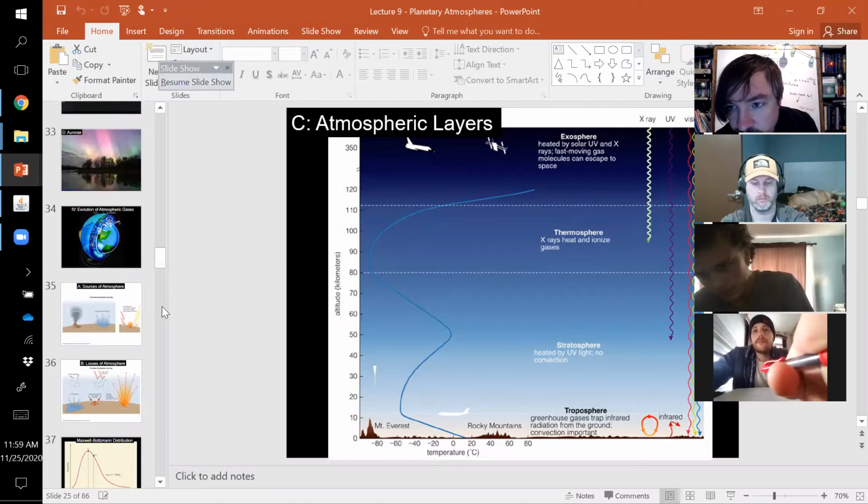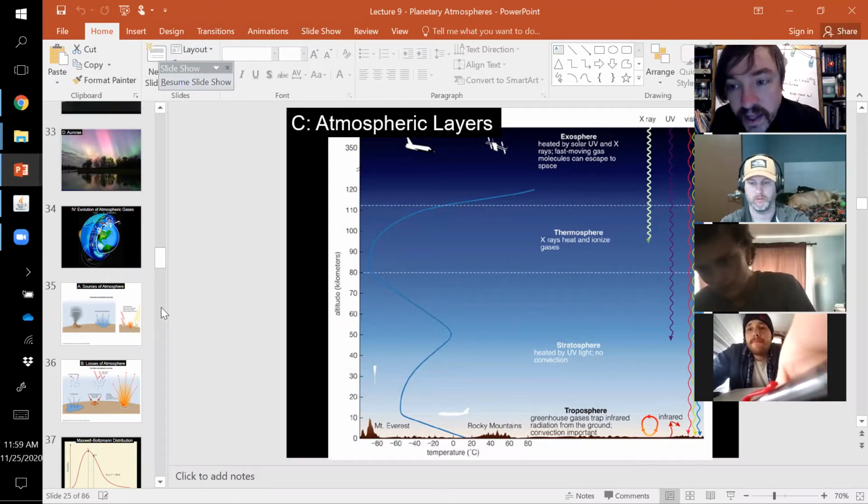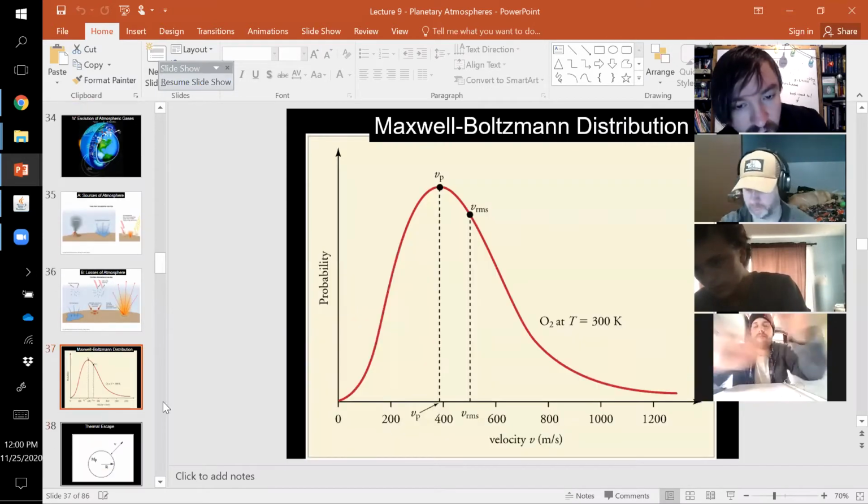CO2. False. That would mean you're breathing CO2. Nitrogen. Nitrogen and oxygen. That's right. Nitrogen and oxygen. Okay.